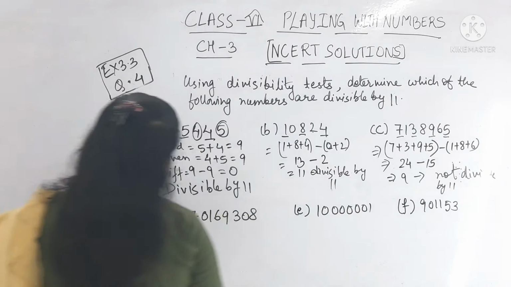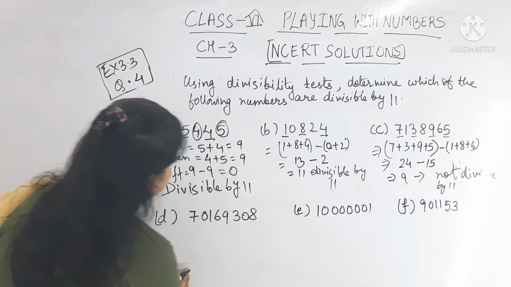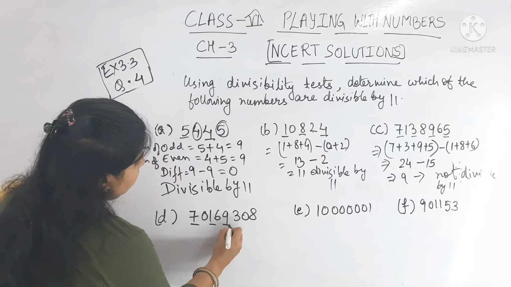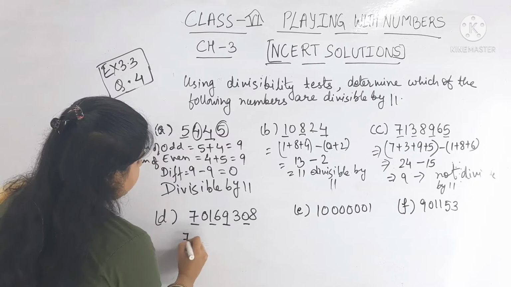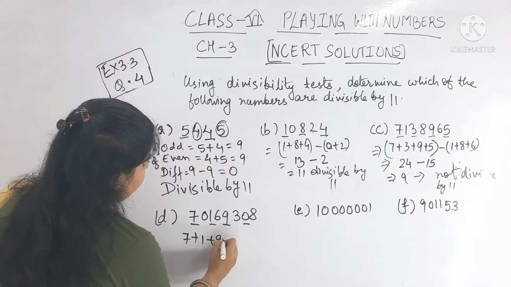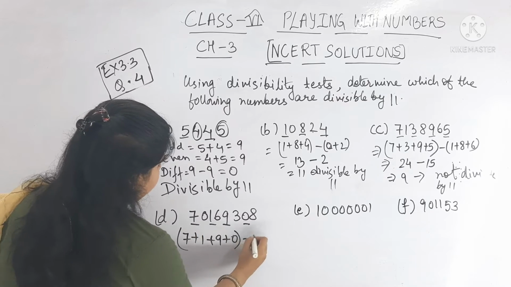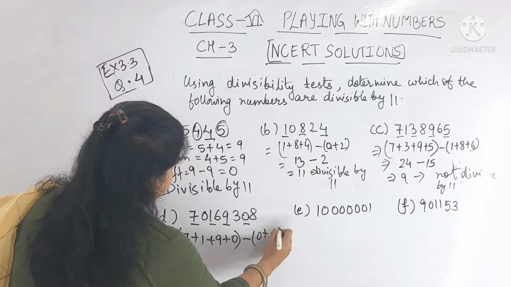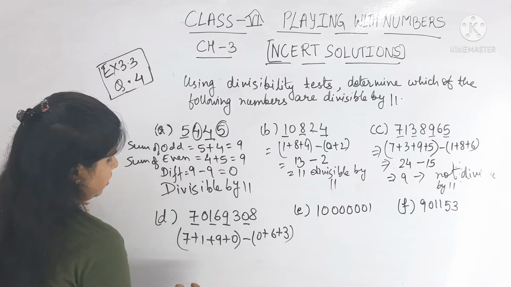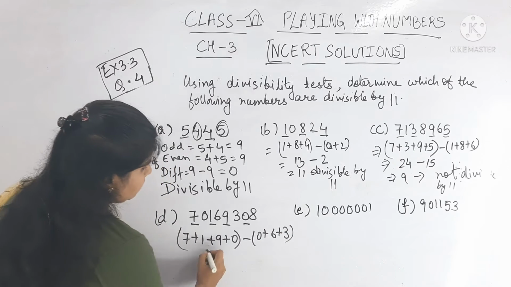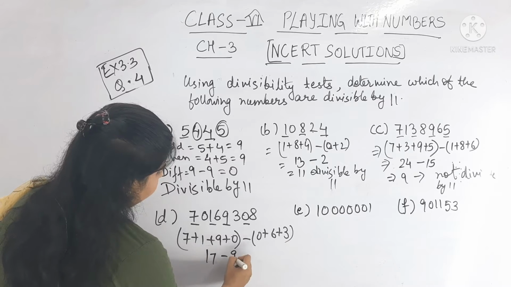Okay, let's do the D part. 7 plus 1 plus 9 plus 0 minus 0 plus 6 plus 3. So I am getting here 17. 17 minus 9.